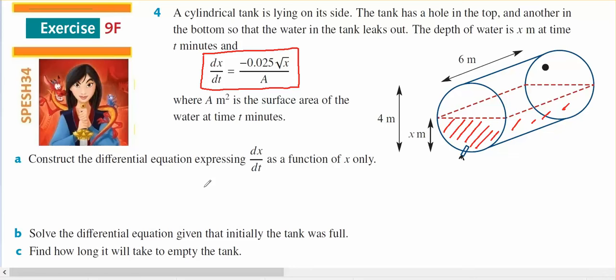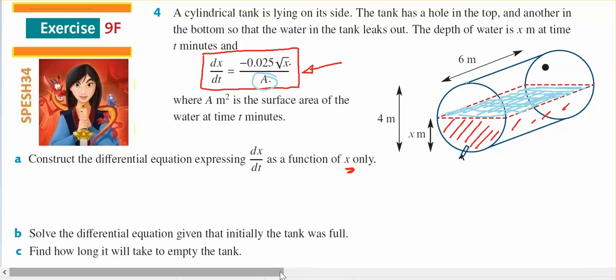Okay, so part A, construct a differential equation expressing dx/dt, which is what this is, in terms of x only. All right, so I've got an x and I've got an A. An A is the surface area of the water. So my surface area is this here. So this is going to be my A. And when that's full, then it's going to have no surface area. And when it's empty, it's going to have no surface area. Okay then, so I need to get an expression for A and then replace it in the equation there.